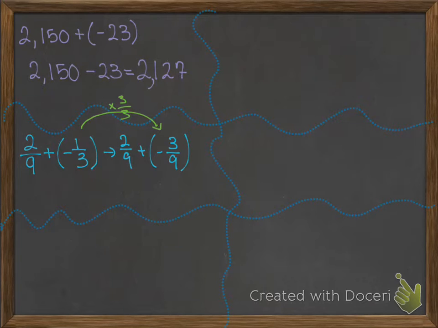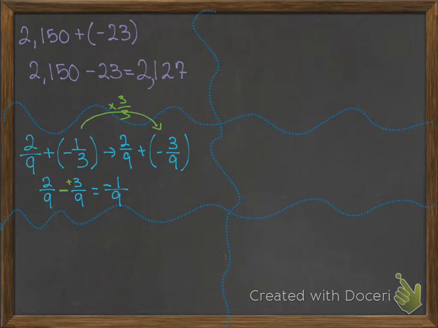All right, so now I have 2 9ths plus negative 3 9ths, which I can rewrite as 2 9ths minus 3 9ths, because adding a negative is the same thing as subtracting the positive. So 2 9ths minus 3 9ths. Well, 2 minus 3 is negative 1, so negative 1/9.